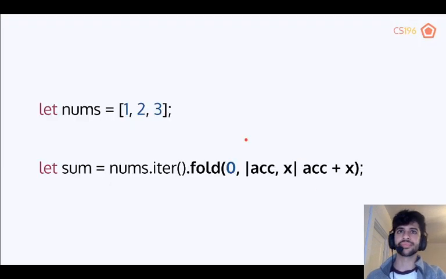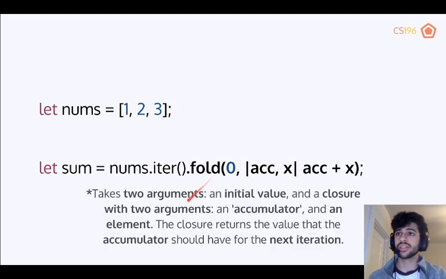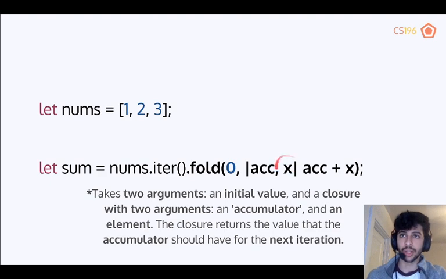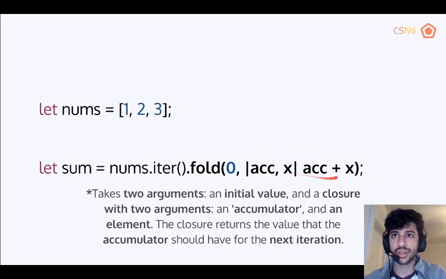We'll take a look more specifically at the behavior of fold and break down this long-winded thing right here. Here we have a list, 1, 2, 3, and we said that fold takes in two arguments, an initial value and a closure with two arguments, an accumulator and an element. The closure returns the value that the accumulator should have for the next iteration. So here is our accumulator, here is our element, and here is our initial value. What this closure does is take the previous value, which is in the accumulator, which will be initialized to 0, and then add it to our current element, which in this case is x.